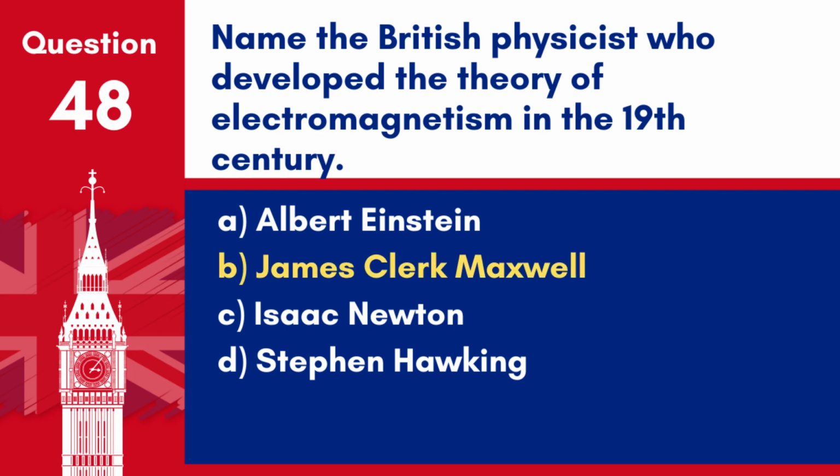Answer B. James Clerk Maxwell. The British physicist who developed the theory of electromagnetism in the 19th century was James Clerk Maxwell.